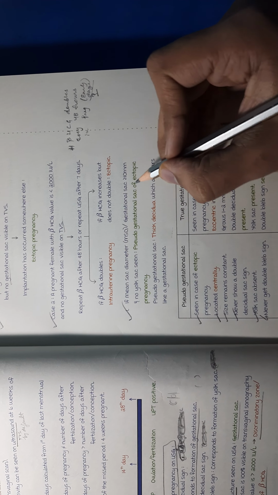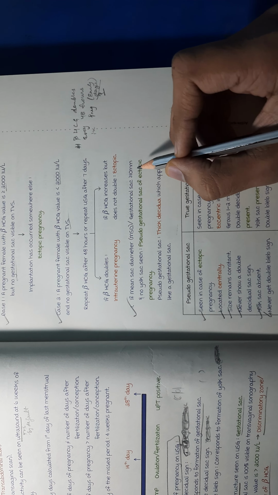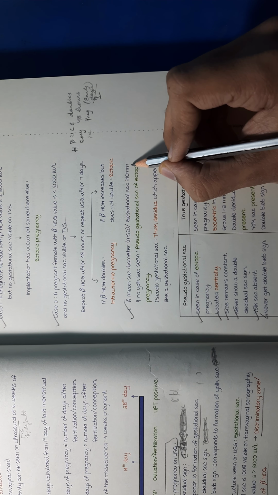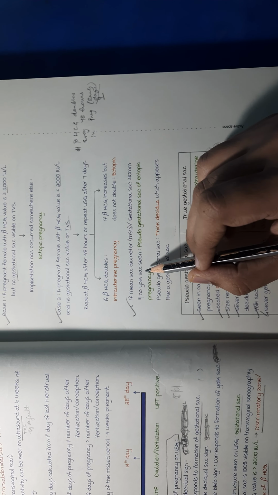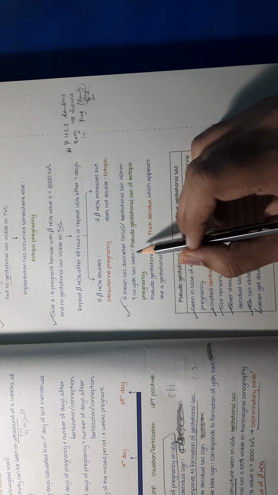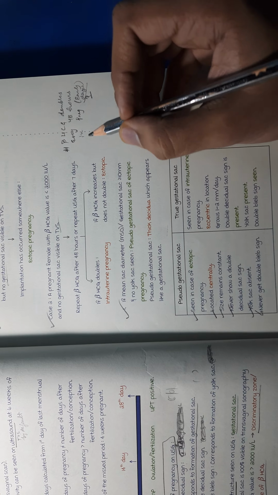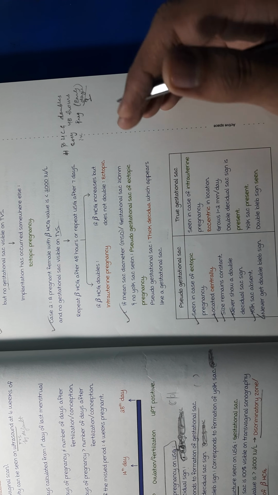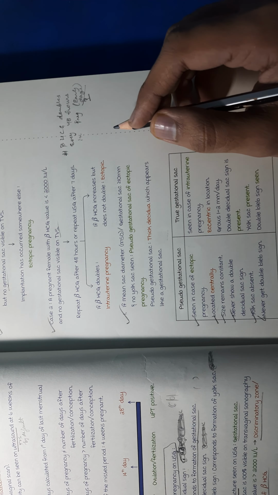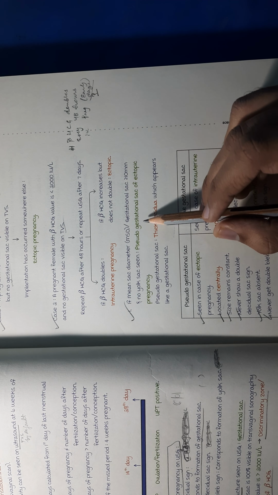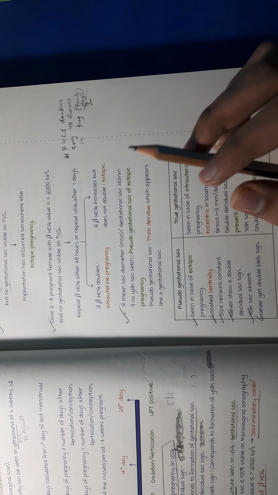Then there is a thing called mean sac diameter, that is, we are measuring the size of the gestational sac. So if the gestational sac is more than 10 mm and no yolk sac is seen, that means the gestational sac was present but the inner cell mass division, formation of the embryo, is not there. So this is called pseudo gestational sac or ectopic pregnancy.